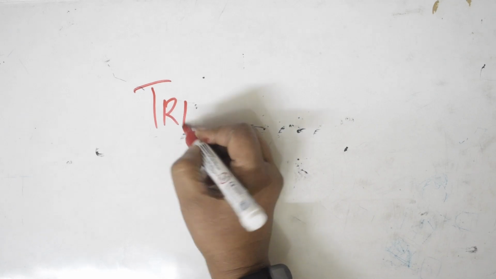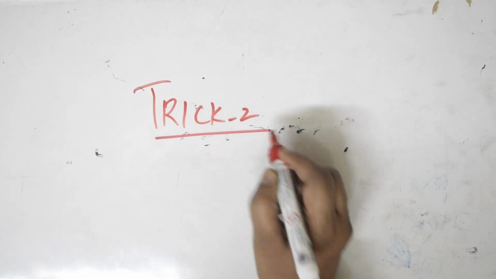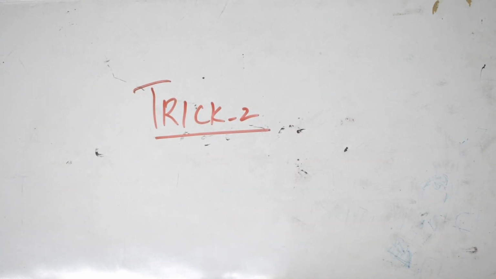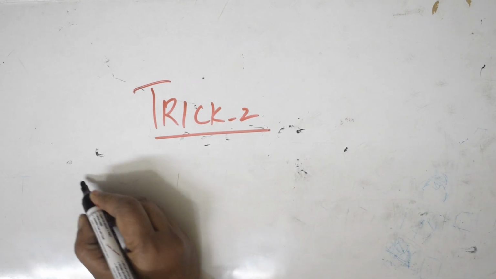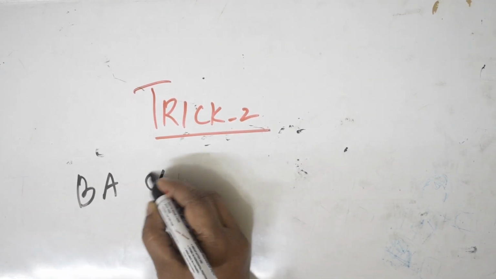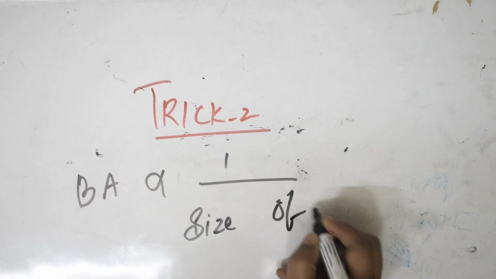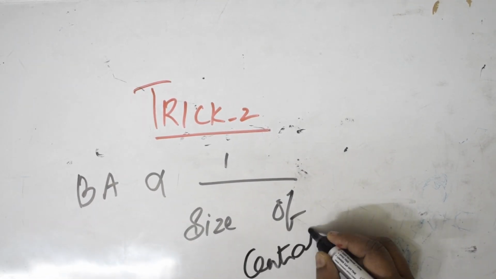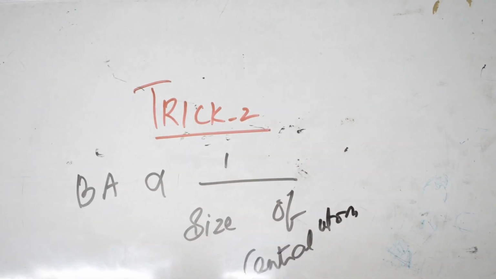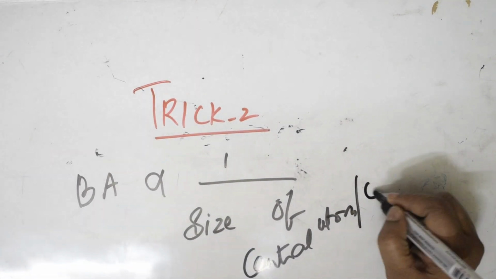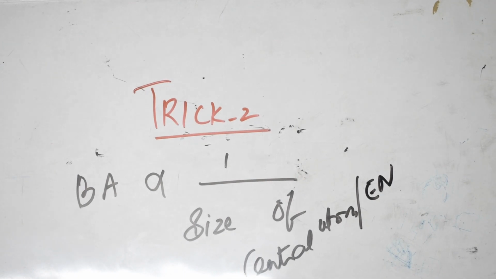That's nothing but your trick number 2. What is trick number 2? We said bond angle is inversely related to the size of the central atom, that is, bond angle is inversely related to 1 by size of the central atom. Central atom means what? Central atom, and that too electronegativity. Let us take an example and see about this.